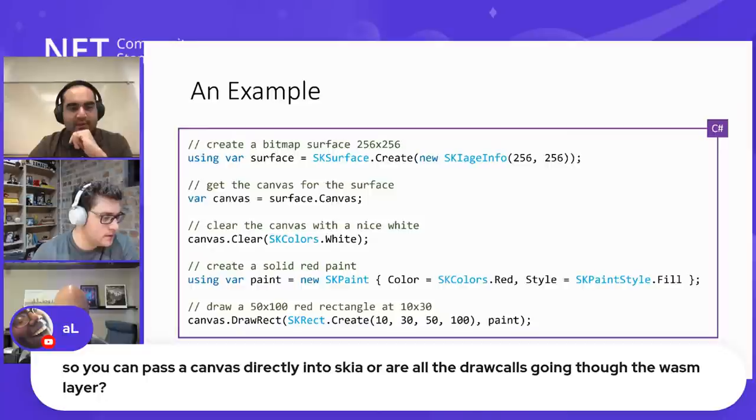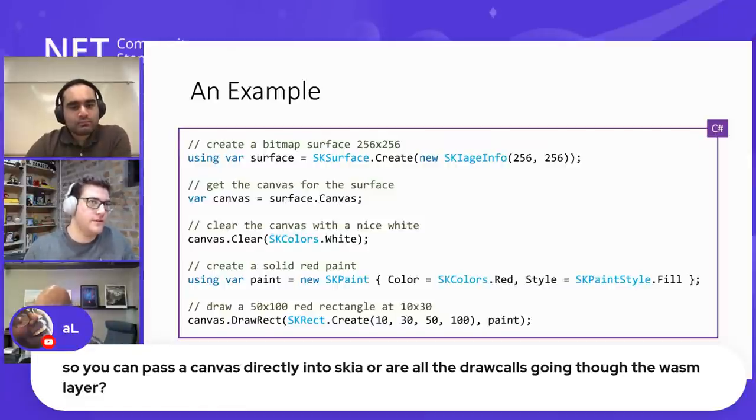So you can pass the canvas directly into Skia, or are all the draw calls going through the WASM layer? I'm not sure I particularly understand that, but I think what you're asking is, all this code is running in WASM already, right? So there's no WASM layer. If you mean like the C++ layer, I suppose if you take it out of WASM, it's really that you don't pass anything to Skia. You rather tell Skia where to find it. So Skia is the native one looking there.